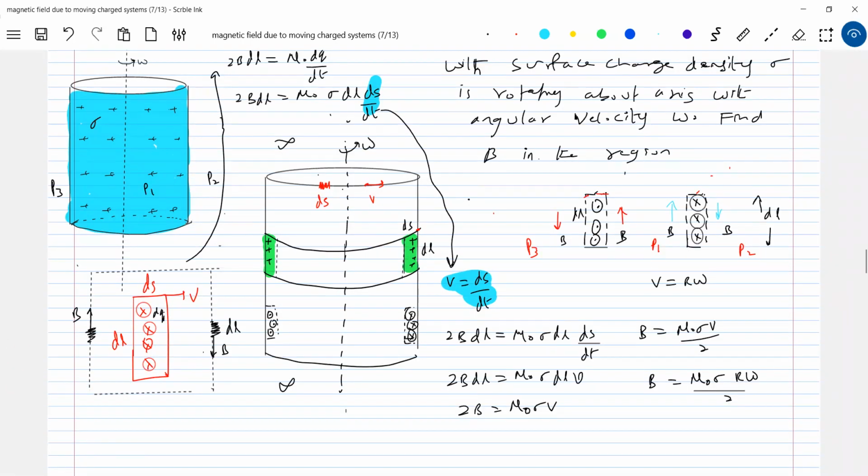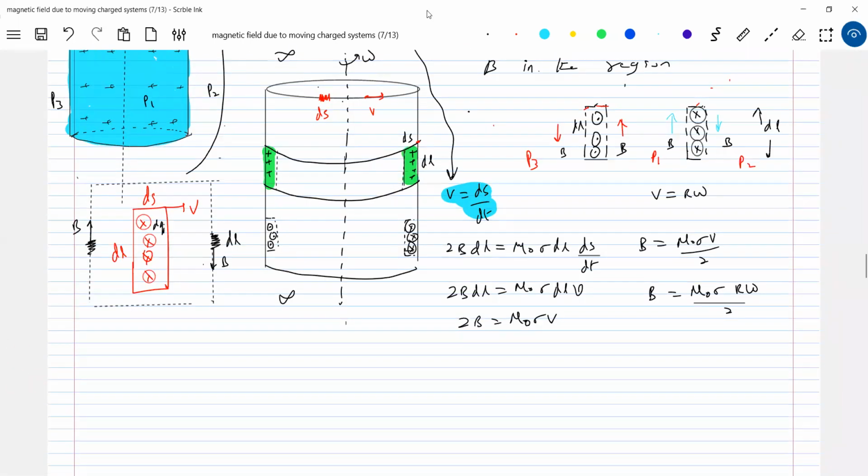Okay, then now let's come to the field at point P1. Shall I add up these two B's? Super, because there's one sheet. B plus B. This will be mu naught sigma r omega by 2. Now the field at point P2.